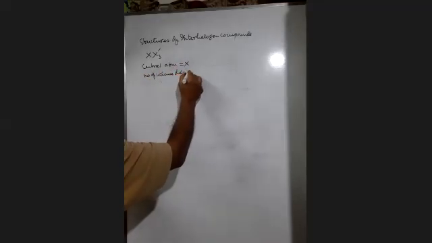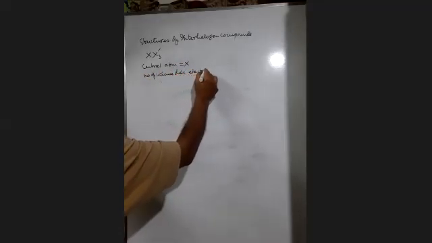If you know the theory, you can write anything. The central atom is X. So the number of valence shell electrons, how many valence shell electrons does the halogen have?